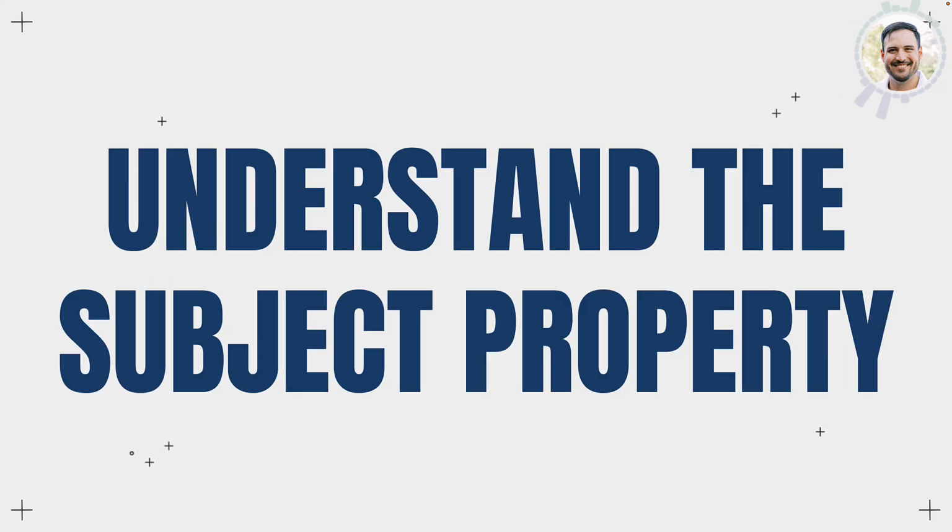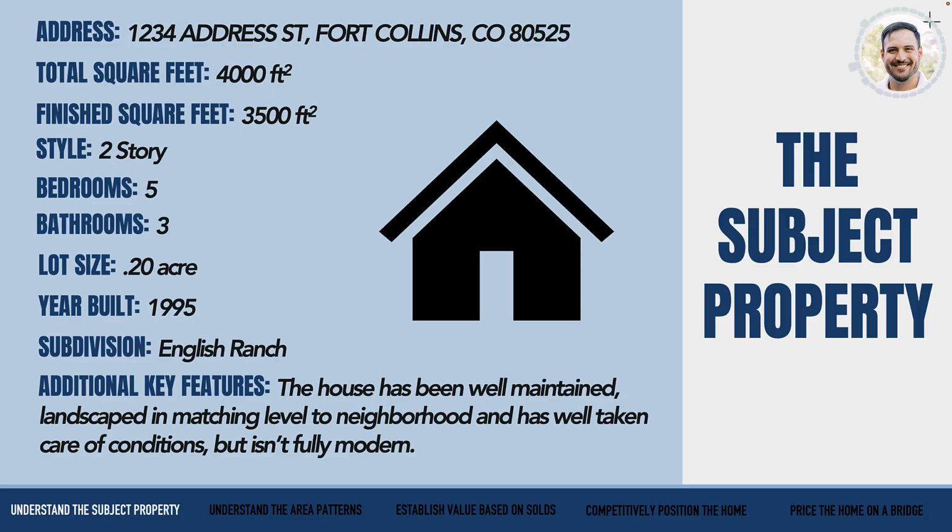So step 1 is understanding that subject property. Our property is at 1234 Address Street in Fort Collins, Colorado. It's 4,000 total square feet, 3,500 finished. It's a 2-story, 5-bed, 3-bath on 0.2 acres, built in 1995 in the subdivision of English Ranch.